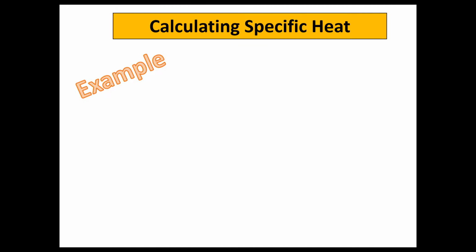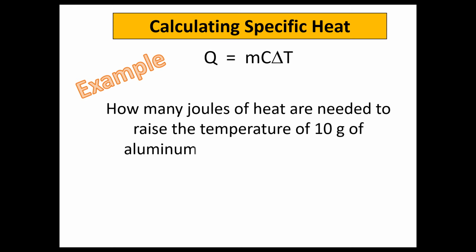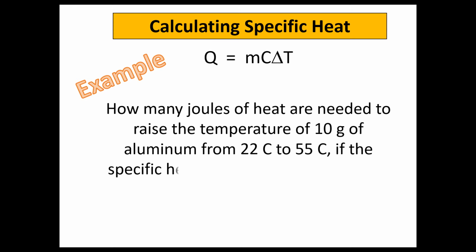All right, so let's look at an example together. So I've got my formula, Q equals M times C times delta T. And I want to know how many joules of heat are needed to raise the temperature of a 10-gram piece of aluminum from 22 degrees Celsius to 55 degrees Celsius. And then it gives me the specific heat of aluminum. So I've got everything I need to work out this problem.